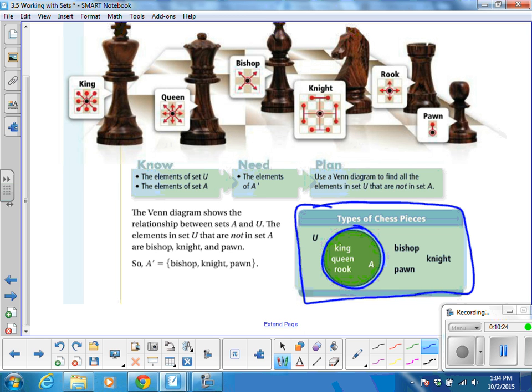But chess people know that only certain ones can move side to side. It is the king, the queen, and the rook. They can move side to side. So when you look at this, you can say that the king, the queen, and the rook are indeed a subset of the chess piece set. But then we've got some that are the complement of set A, and that's these ones right here. So the complement of set A would be our bishop, our knight, and our pawn. Those are the complement of the pieces that can move side to side.